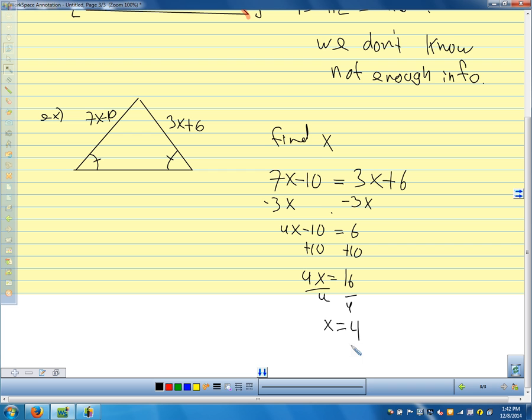And if the problem asks us to find the lengths of the sides, I can just plug in x equals 4 into one of those. They should come out the same. 3 times 4 is 12, plus 6 is 18. 7 times 4 is 28, minus 10, 18. So we could check ourselves that way. All right, questions there?